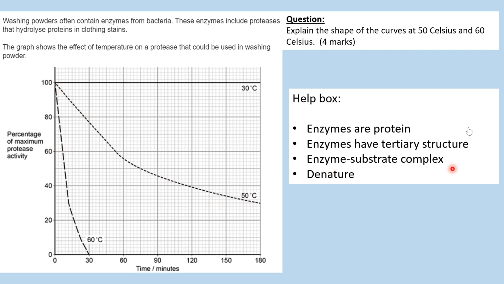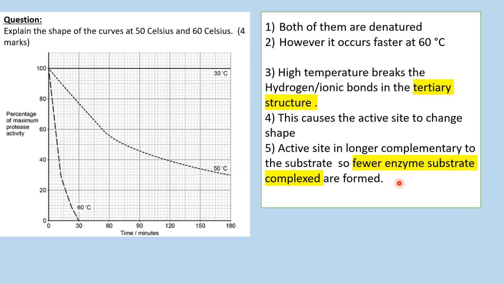Now, what I want you to think of is your enzyme rate of reaction and temperature. If you remember, the line goes up, then goes down. The moment it goes down is because it denatures. So in here, as you can see, it's going down for both of them. Because it's going down, we know that the enzyme is being denatured because of high temperature. So to explain the curve, you need to explain 50 and 60. So let's see the answers.